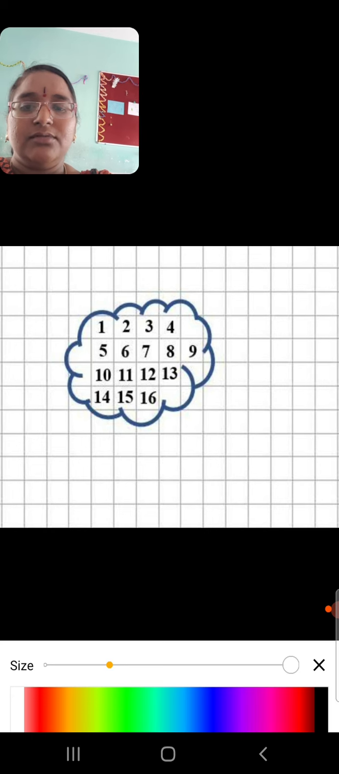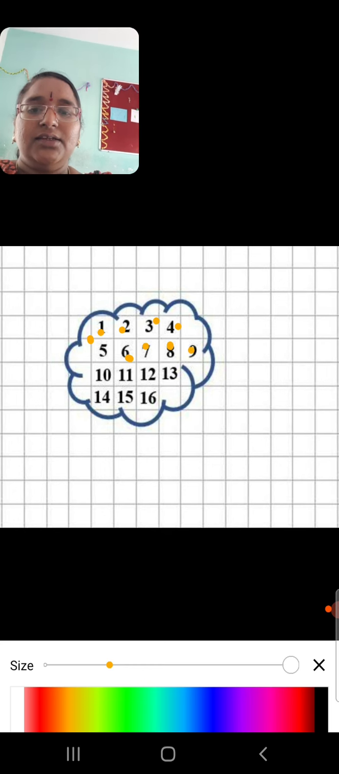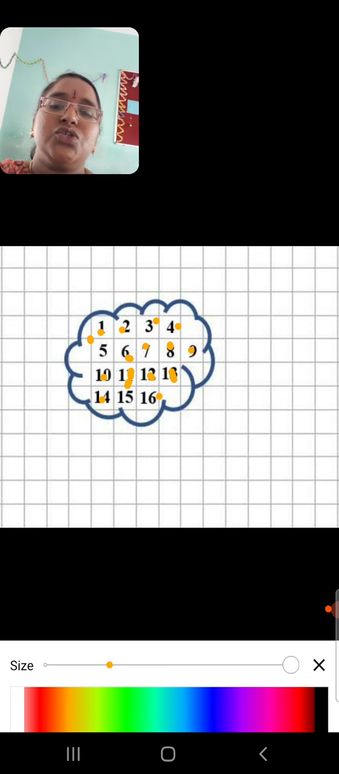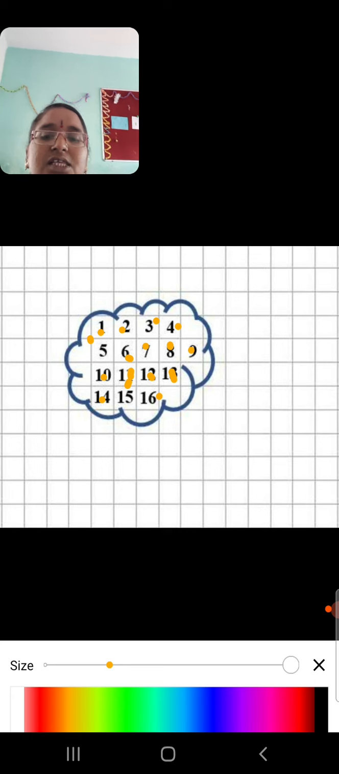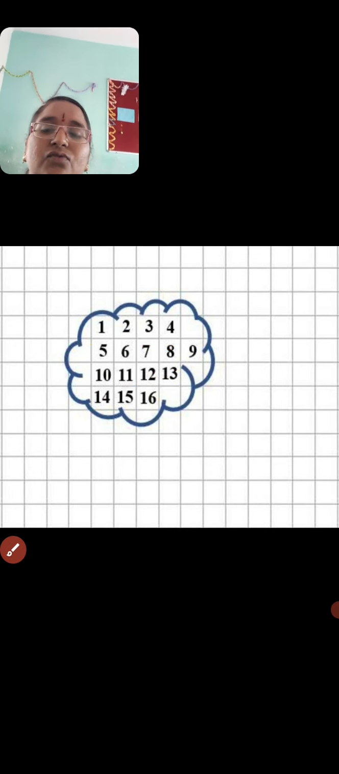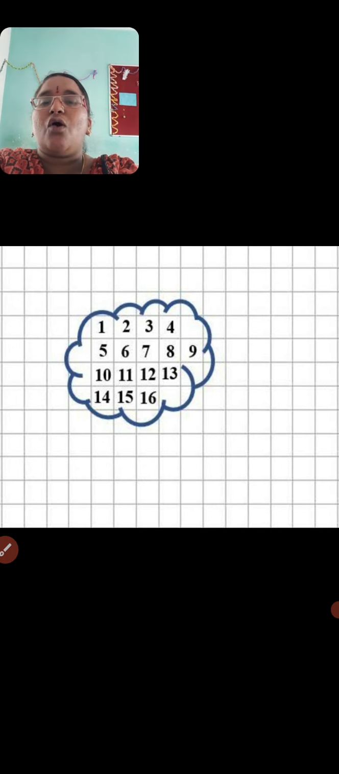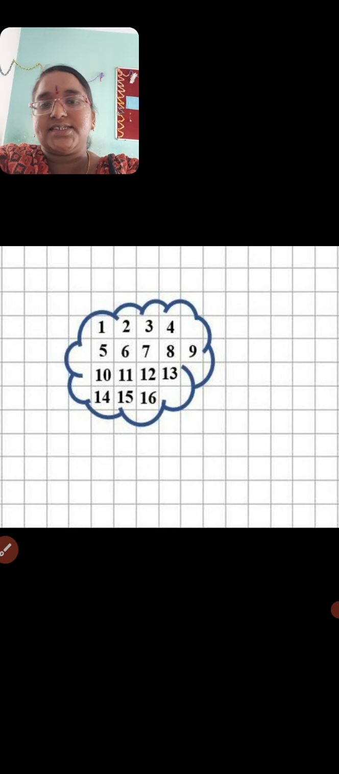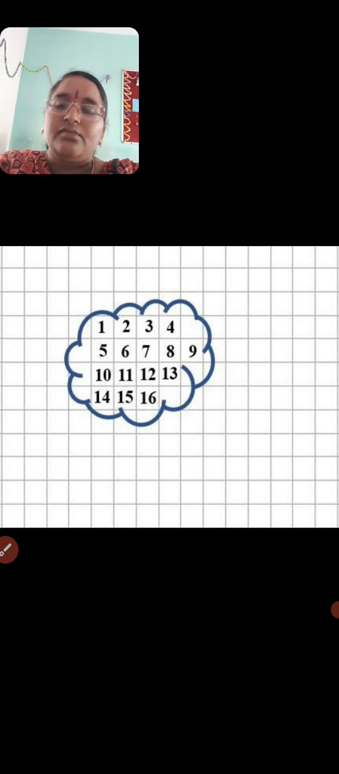1, 2, 3, 4, 5, 6, 7, 8, 9, 10, 11, 12, 13, 14, 15, 16. So the cloud has 16 unit squares. The squares are 1 centimeter. So we call it 16 square units. 16 unit squares or 16 square units, both are the same.